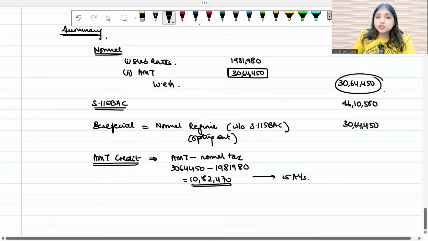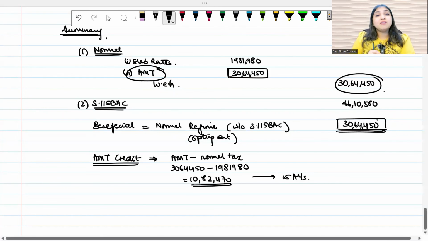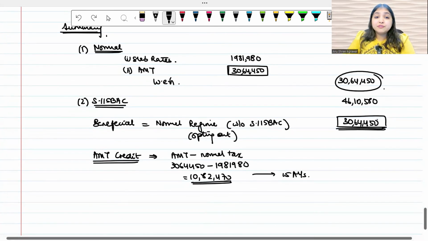So as per the normal provisions we calculated, guys, it was 30,64,450. As per 115 BAC, we calculated it was 46,10,580. Out of these two numbers, which is more beneficial? Whichever is lesser is more beneficial. So we will tell the assessee, listen, opt out of 115 BAC, as in you follow the default, the normal provisions. If you follow the normal provisions, you'll have to pay only 30,64,450 as tax. Now this number is the AMT number. So whenever we pay the AMT number, you'll have AMT credit. The difference between AMT and the normal tax will become your AMT credit.